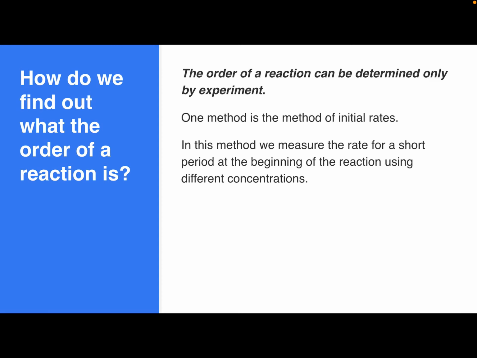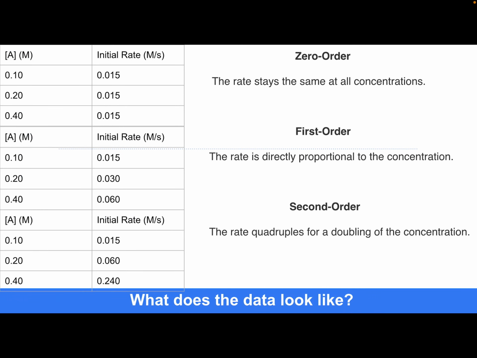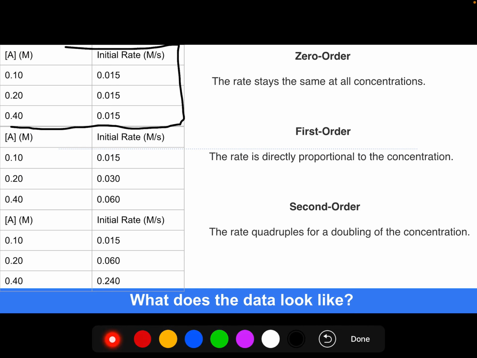Alright, so in using the method of initial rates to find a reaction's order, what you do is you'll get a set of data like this. Remember, zero order, the rate doesn't change no matter the concentration. So you'd be looking at data like this. As we doubled the concentration, the rate stayed the same. Doubled it again, the rate stayed the same. So no change took place.